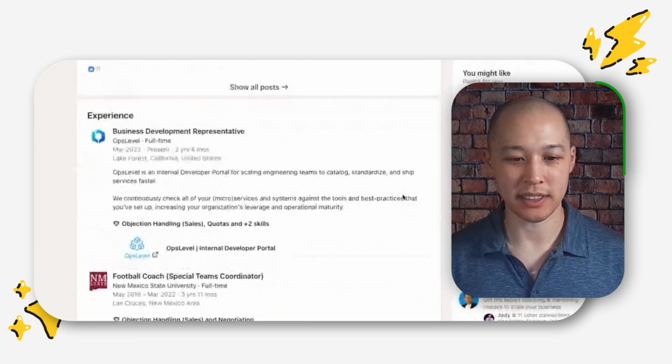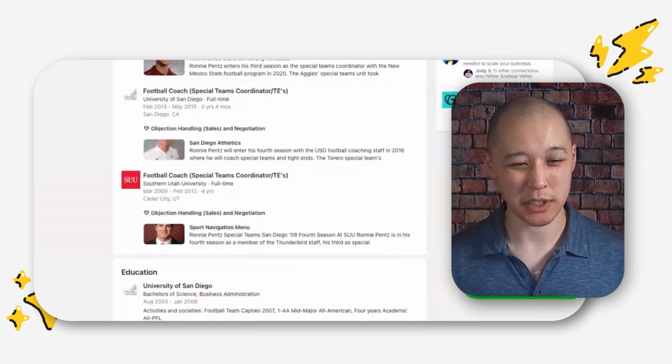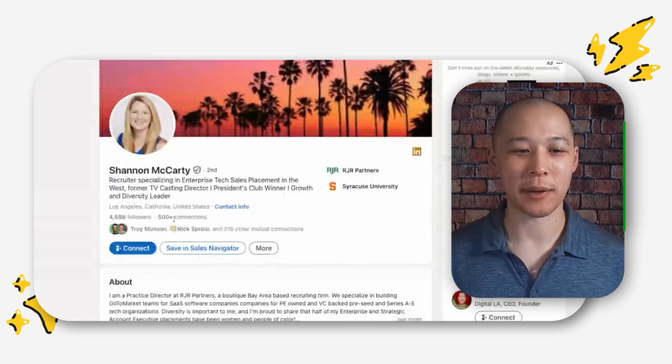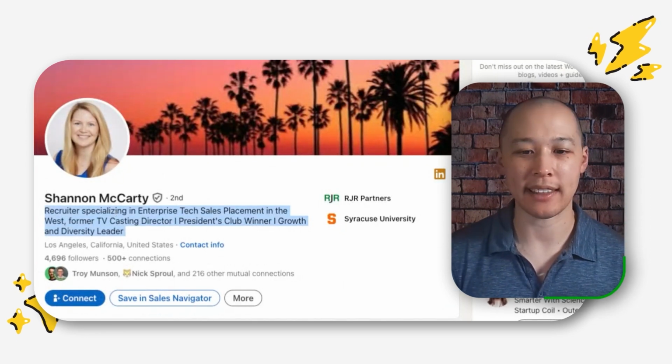He's got a quick description of what they do here. I think he could put some of the examples of companies maybe that he works with in here. Oh, look at that. The one recommendation he has is for me. There we go. Shannon McCarty, we got 2 more. She works at a recruiting company. Very specific headline around what she does.